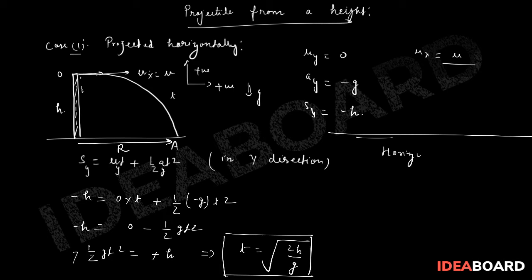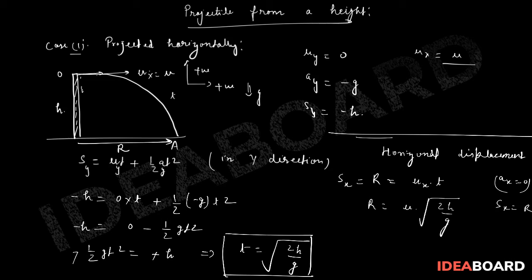So horizontal displacement r is given by simply ux into t. Obviously there is no acceleration, right? So I can write sx is equal to r, so r is equal to ux into t, which is u times under root of 2h by g. So that's how we can calculate the value of range also. Now u is known, h is known, g is also known, we can find easily.